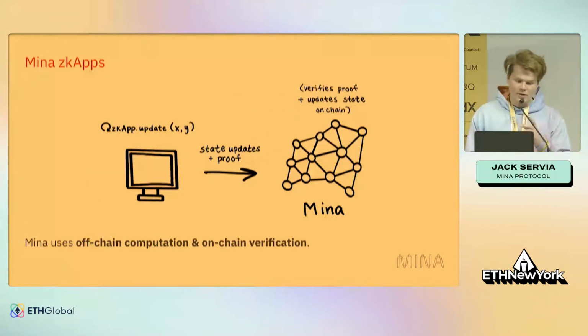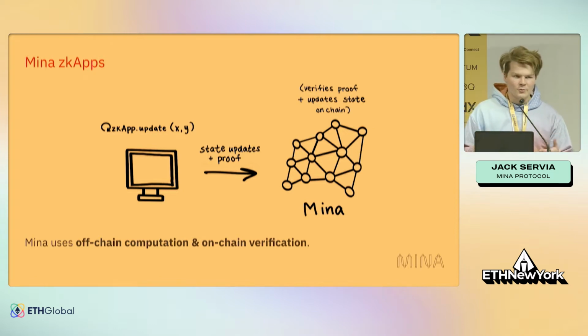Mina zkApps work significantly differently. The computation actually happens off-chain. And so you write your smart contract in Snarky.js, our TypeScript library that I'll get to in a second. And the user just runs it like they would run code that's part of a web app, like Google Drive. And so, how do you keep this secure? How do you guarantee that users aren't doing things that they're not allowed to do? That's what we use our zero-knowledge proofs for.